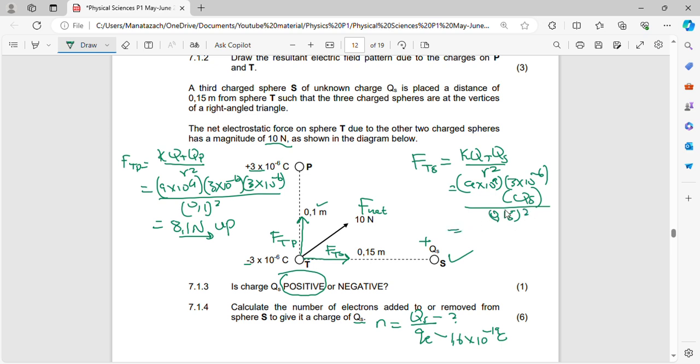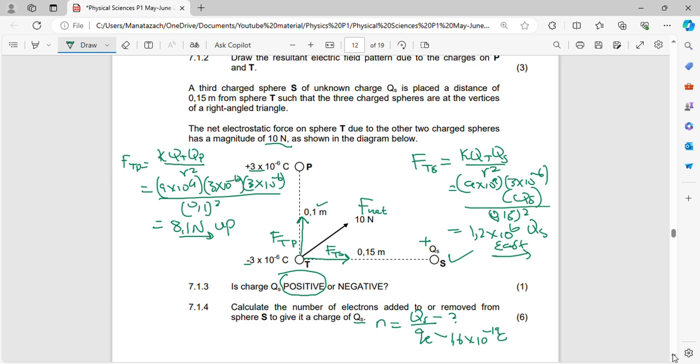Then I'm going to multiply 9 times 10 exponent 9 multiplied by 3 times 10 exponent minus 6. All of that divided by 0,15 squared. So here I'm getting, let's see, I'm getting 1,2 times 10 exponent 6 QS. Obviously this will be going to the right, or I can say east. That's the eastern direction.